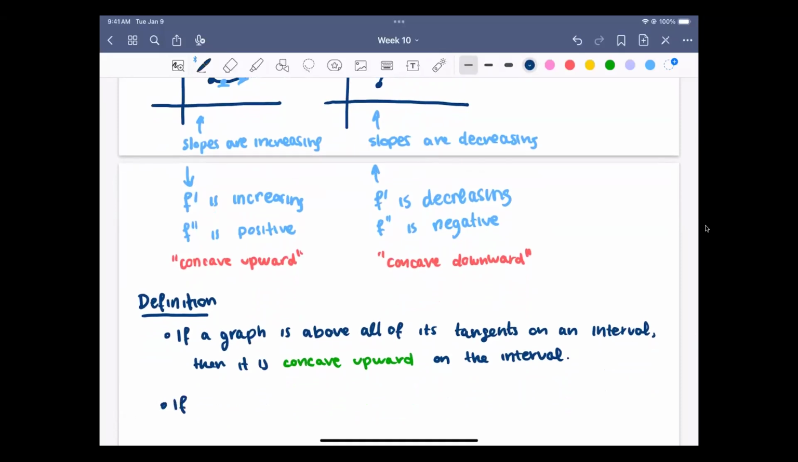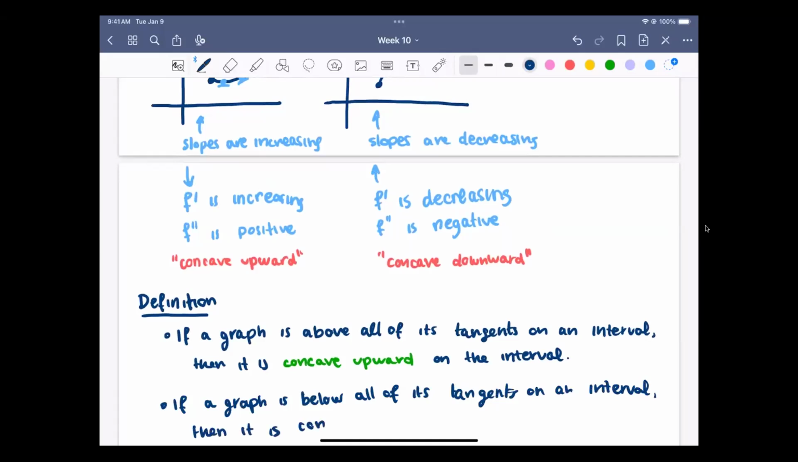So if a graph is below all of its tangents on an interval, then it is concave downward on that interval.